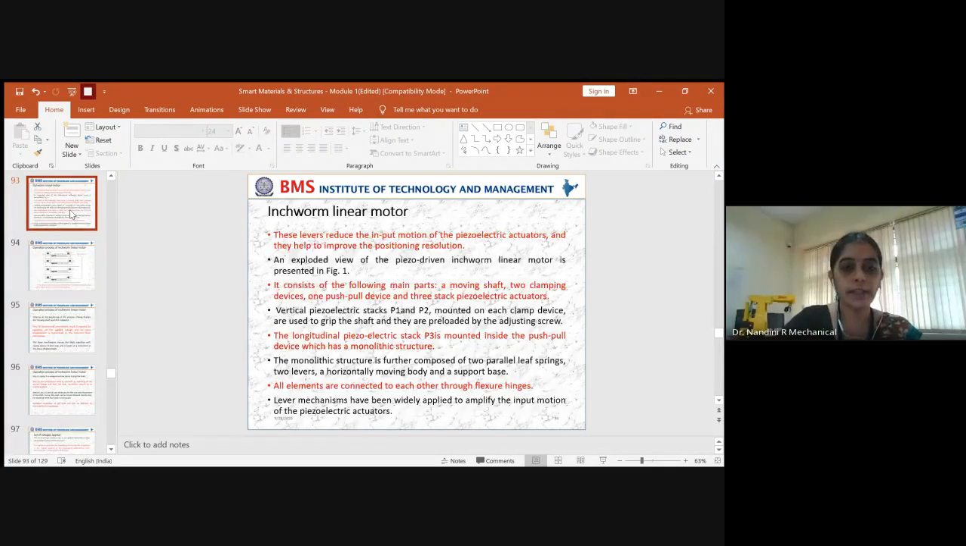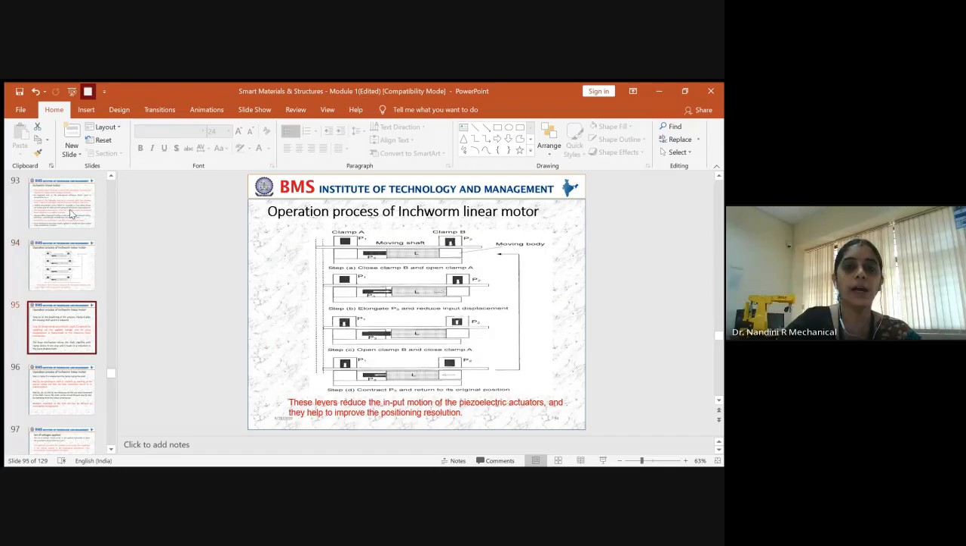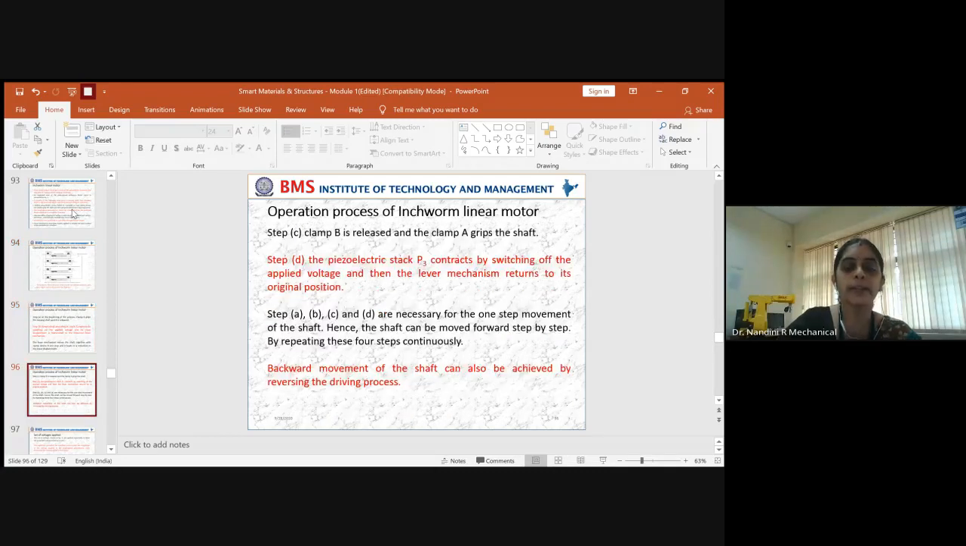So basically in the last class, we focused on the inchworm linear motor related to piezoelectric based actuators. Why is it needed? In order to get very slight, accurate movement as per the requirement. So we studied the construction of the inchworm linear motor and also how to operate it. So we dealt with the operation process.